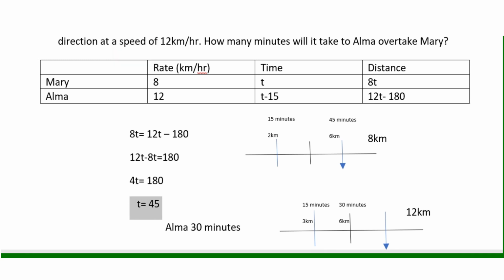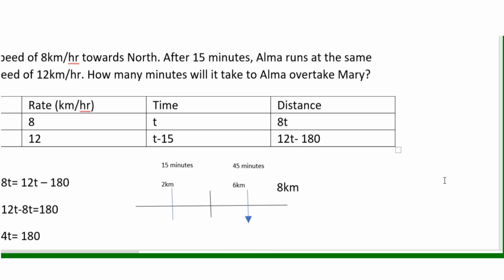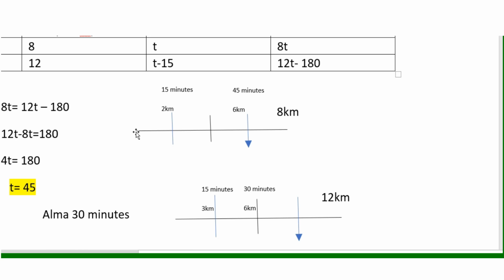So meaning to say, the 45 here means the time spent in running by Mary. Okay? So we will take a simple illustration here. Let's make this one bigger. Mary runs for 15 minutes, and she was able to reach 2 kilometers because her rate is 8 km per hour. 15 minutes is 1/4 of an hour, so 1/4 of 8 is 2 km.